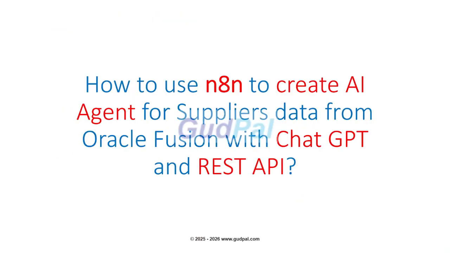Hi there, friends. In this video, I'm going to cover how to use n8n tool to create an AI agent for getting suppliers data from Oracle Fusion Cloud with ChatGPT and REST API integration. By the sound of it, it looks very complex, but it's not that complex. In fact, this entire task has been made very easy by leveraging a tool which is called n8n.